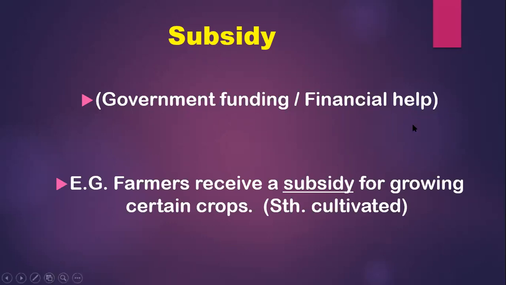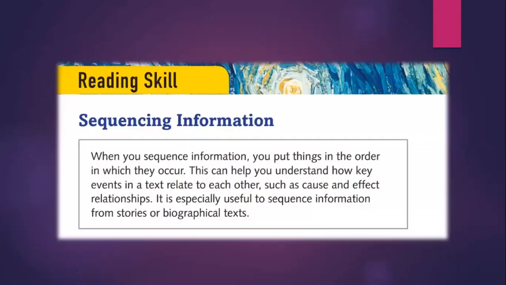All right, let's continue. Let's get into the topic. Today's skill is about sequencing information. This is not as difficult as you think. It's pretty easy, but we need to pay attention to the interesting facts, because we need to follow the chronological order. When you sequence information, you put things in the order in which they occurred. This can help you understand how key events in a text relate to each other.